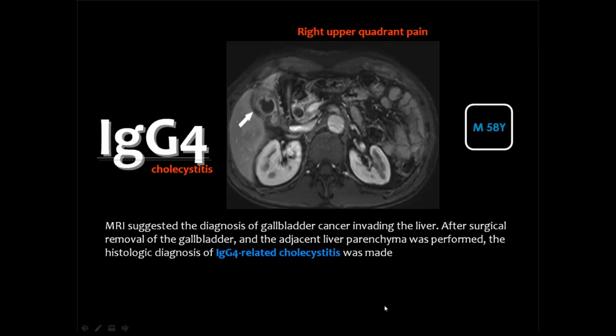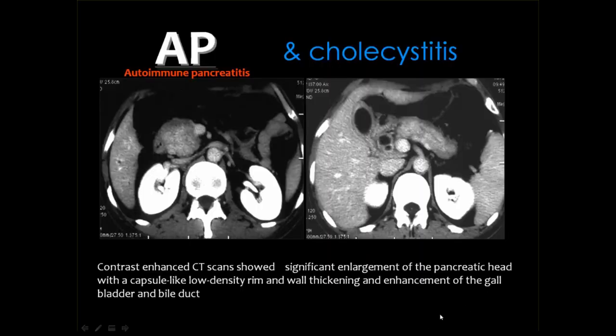Another example where the gallbladder wall is non-uniformly thickened, highly suggestive of a gallbladder carcinoma, and after surgery it was proved to be IgG4 related cholecystitis.